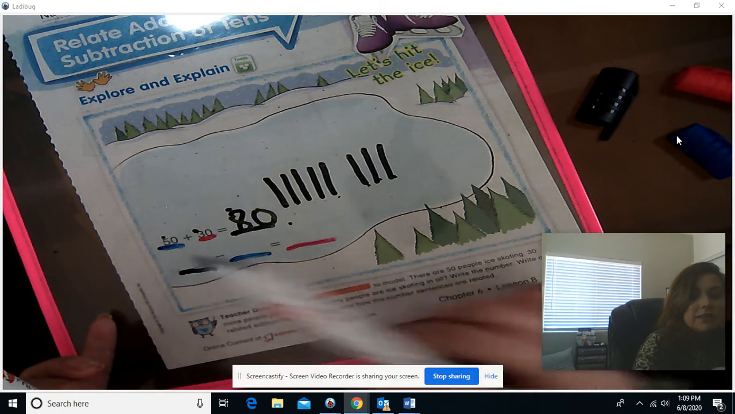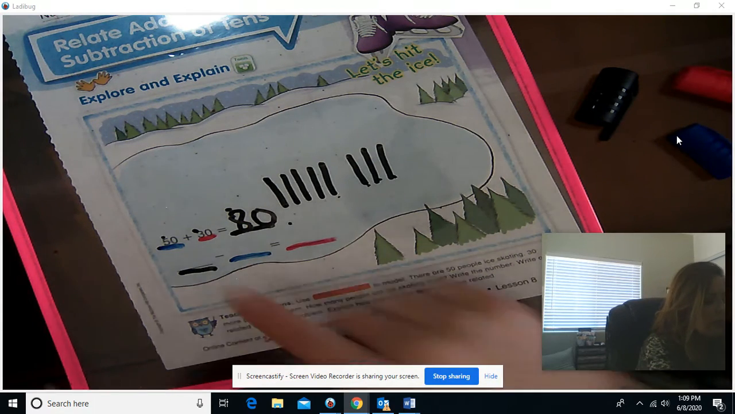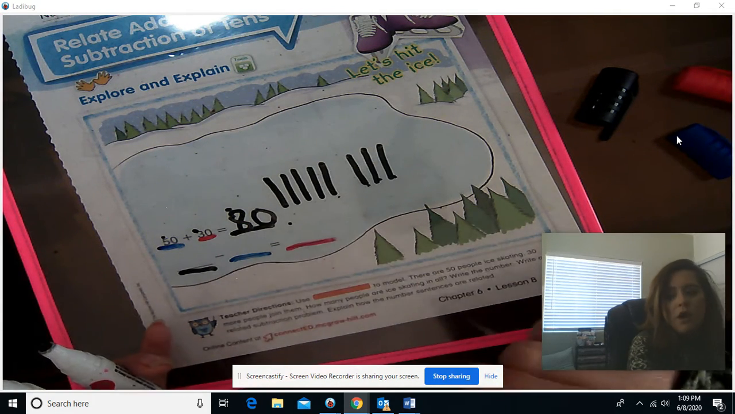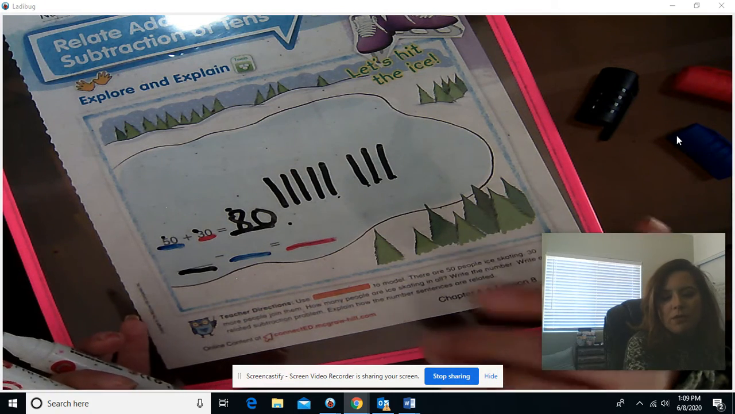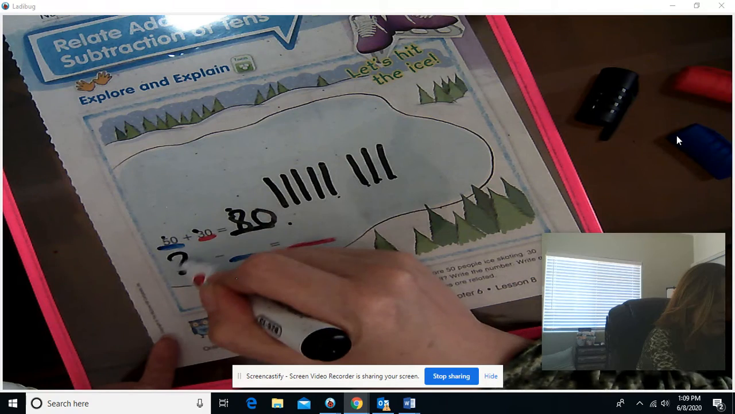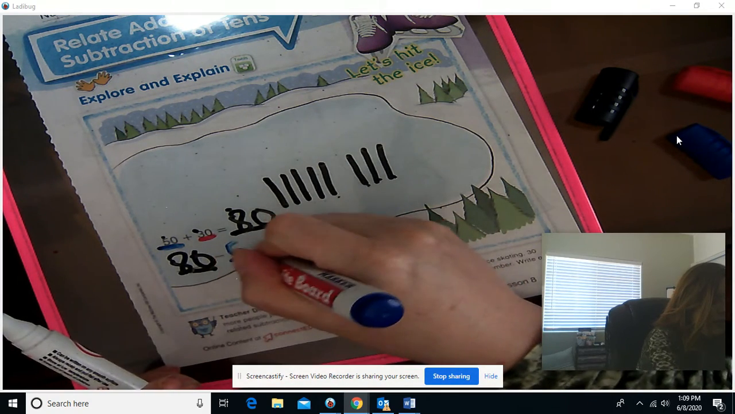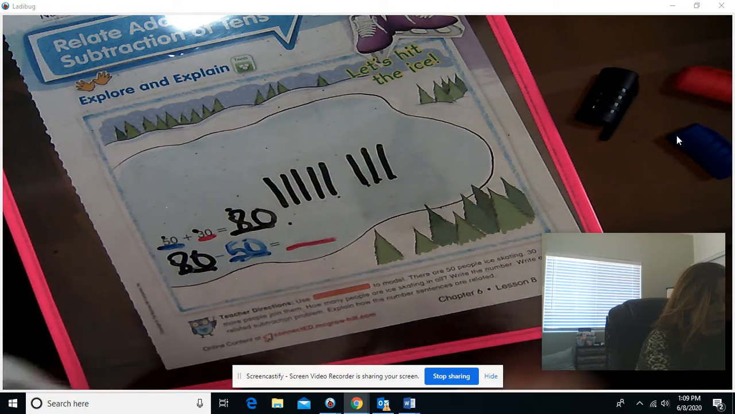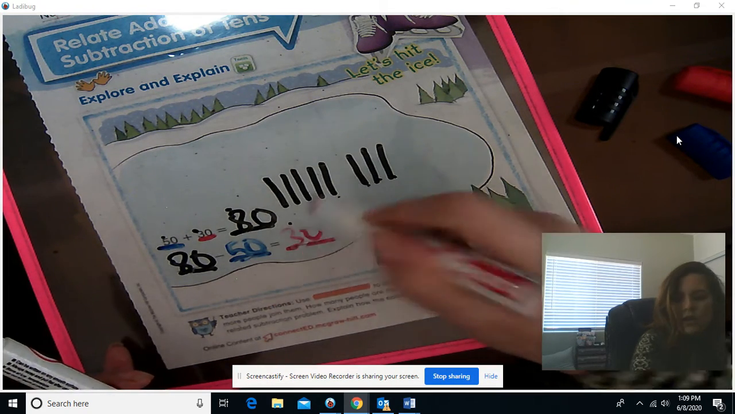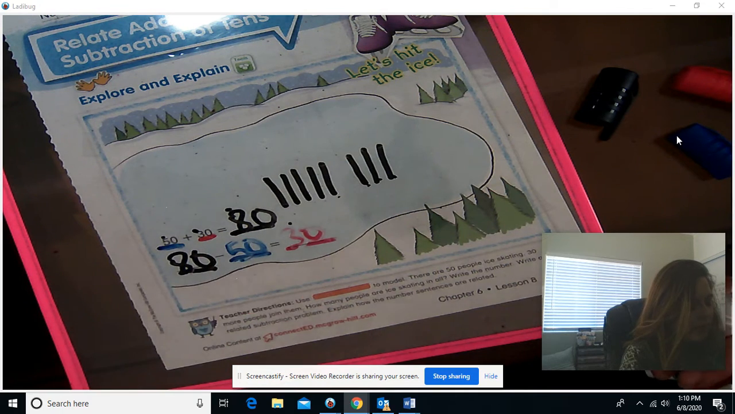Now, this is a related addition subtraction, so I'm going to use the same numbers. It's baby bear equals mama bear. Remember, in subtraction, mama bear always comes first in subtraction. So we're going to do mama bear minus baby bear equals baby bear. So it's 50 plus 30 equals 80. 80 minus 50 equals 30.